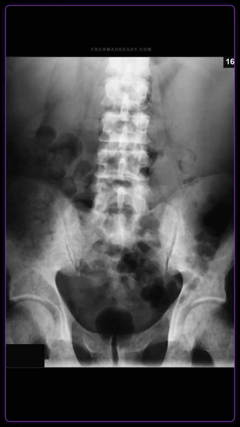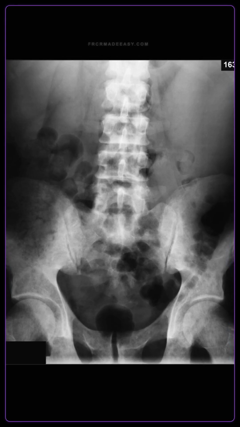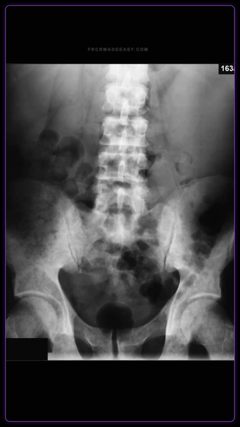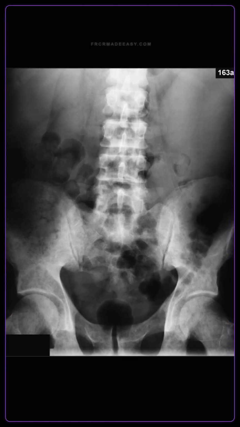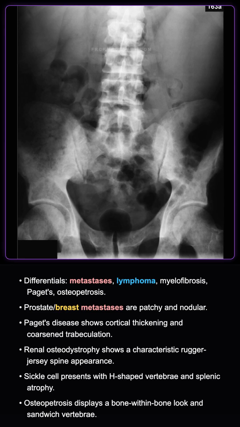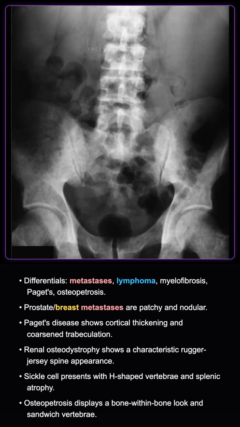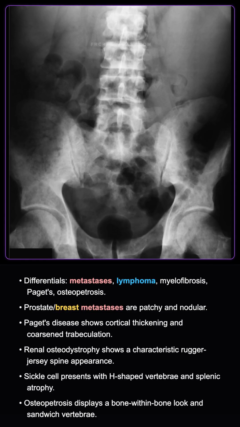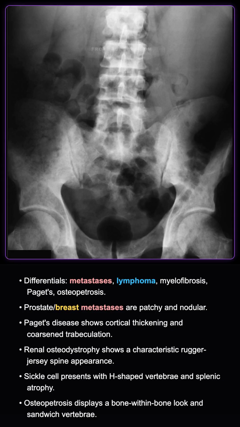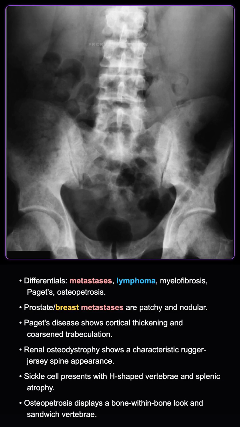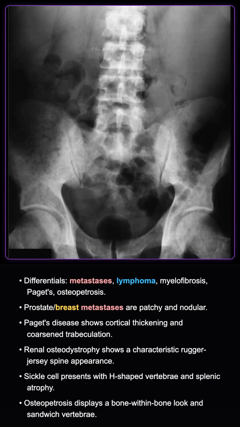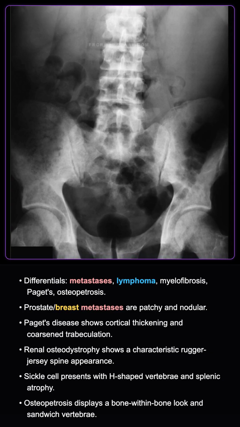What is the differential diagnosis for generalized osteosclerosis in adults, and how do we differentiate them? The differential diagnosis for generalized osteosclerosis includes sclerotic metastases, lymphoma, myelofibrosis, Paget's disease, renal osteodystrophy, sickle cell disease, mastocytosis, osteopetrosis, and fluorosis. Sclerotic metastases are patchy and associated with a known primary, like prostate or breast cancer.